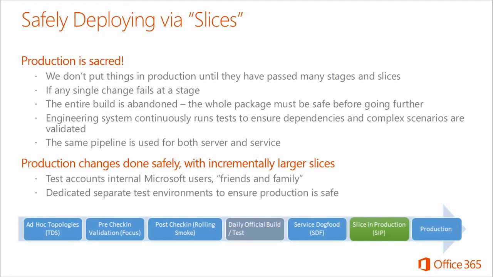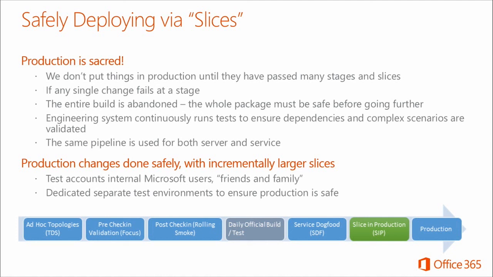The first part we call is our service dog food environment. Our service dog food environment is kind of a selection of production users. Microsoft is one of these production users, so we are kind of the guinea pigs ourselves of all of these changes that go through Office 365. And then after that, we slowly start to slice it out into production.